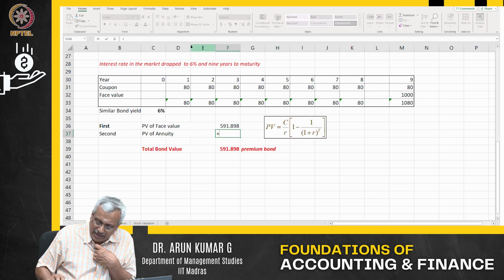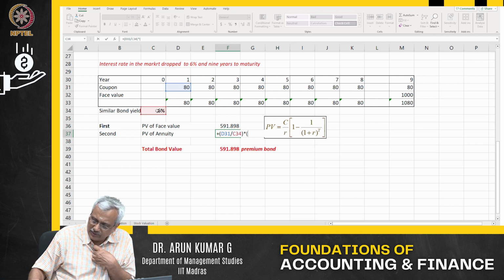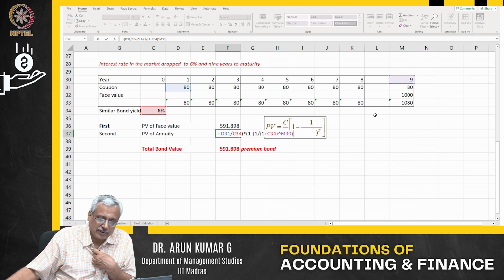What is the present value of the annuity? Present value of the annuity in this particular case: $80 is what I am going to get, divided by my R, that is 6%, into 1 minus 1 divided by 1 plus 6% to the power of 9 is what we are looking at.